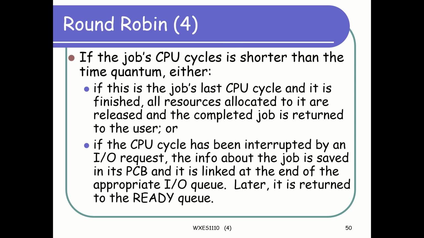If the job's CPU cycle is shorter than the time quantum, either the job's last CPU cycle is finished, all resources are released and the completed job is returned to the user, or the CPU cycle has been interrupted by an input request, the information about the job is saved in its PCB and is linked at the end of the appropriate input output queue. Later it is returned to the ready queue.